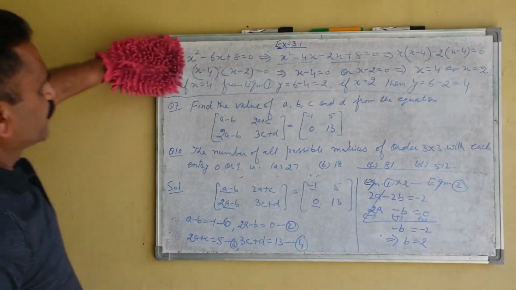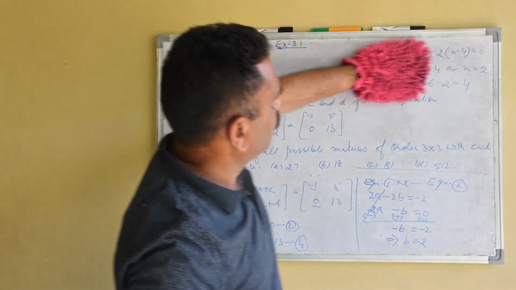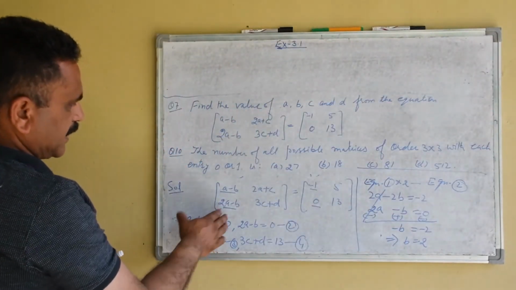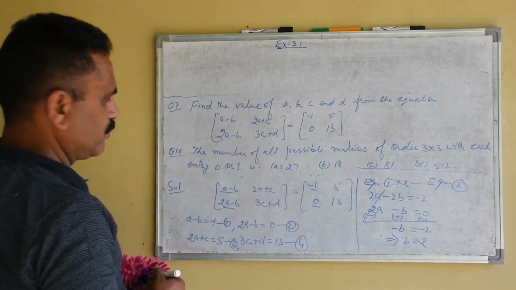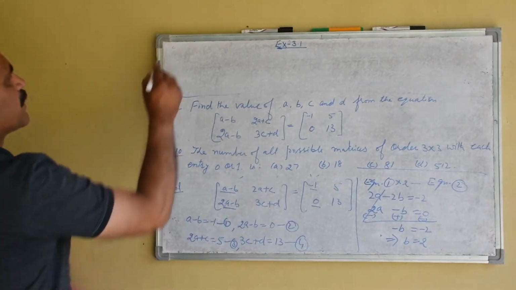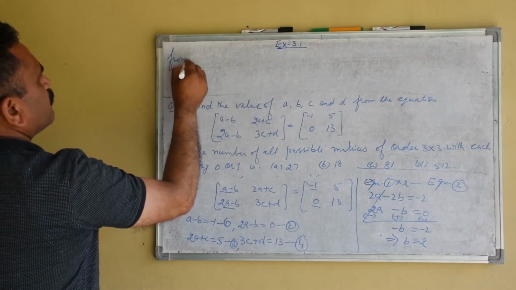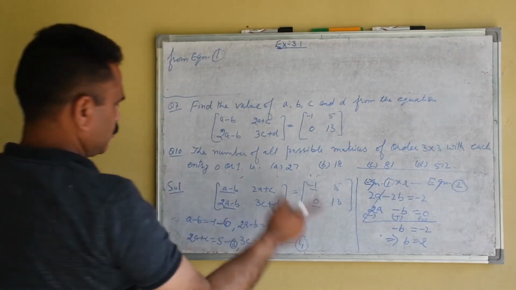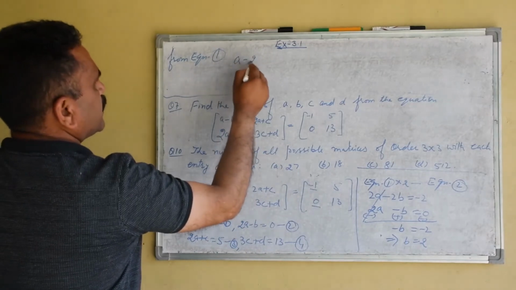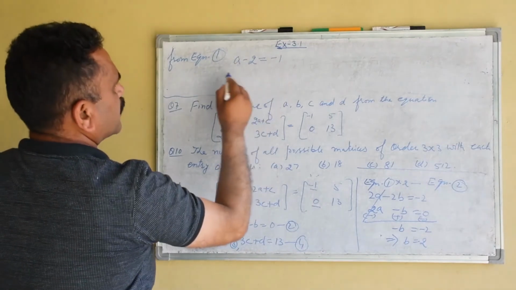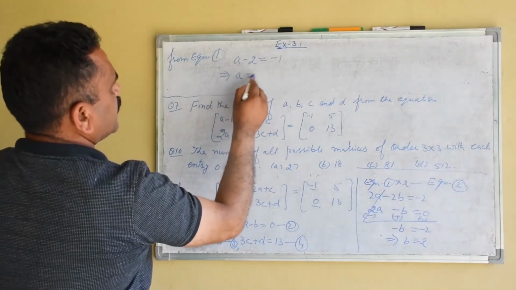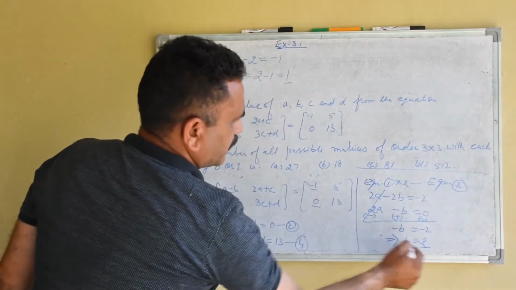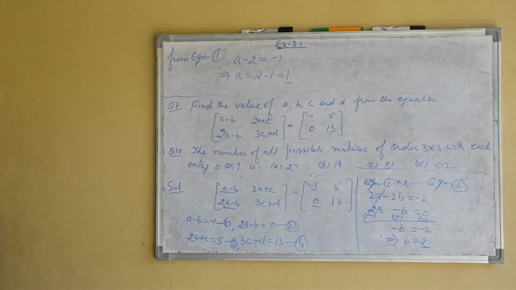So we can get the value of a from any of the equations, whether we put it in 1 or 2. We put the value of b in equation 1: a minus 2 is equal to minus 1. This implies a is equal to 2 minus 1, which is 1. So b is equal to 2, a is equal to 1.